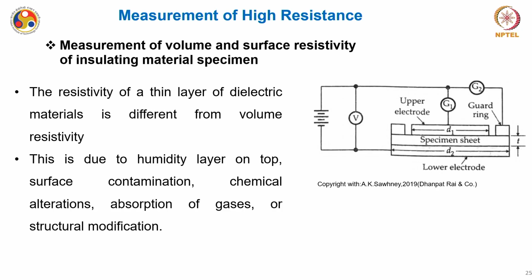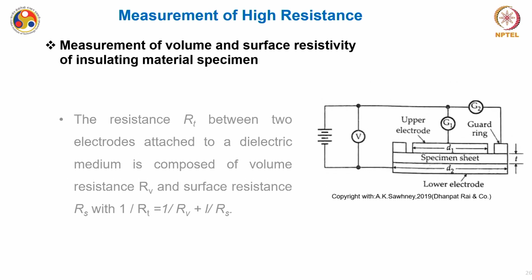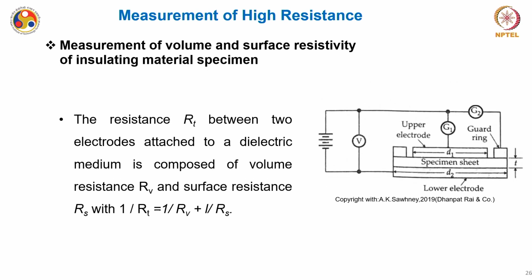Please note that the resistivity of a thin layer of dielectric material is different from volume resistivity. It is not the same as the volume resistivity, and this is because of different layers of gases, humidity, surface contamination, chemical alteration, absorption of gases, etc. at the surface of this specimen sheet. Now the resistance RT between the two electrodes attached to a dielectric medium is composed of volume resistance RV and the surface resistance RS.